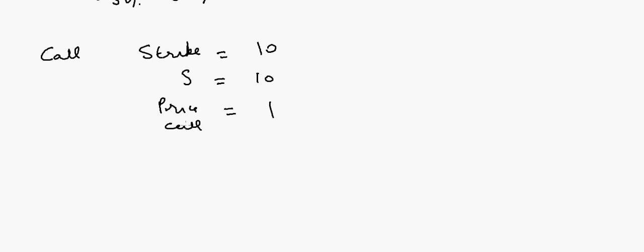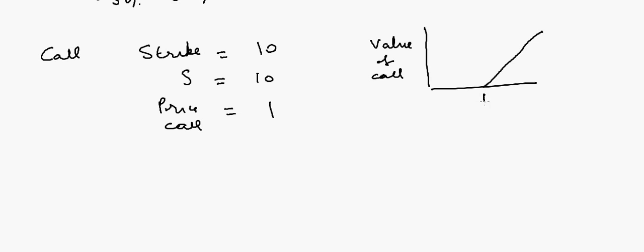So suppose the strike price is equal to 10, and the price of the call is equal to 1. This is the same thing we had. Now if we draw the chart, the value of the call will increase like this, and this will be $10, and this is the stock price. If the stock price increases beyond $10, then the value of the call will increase. If the stock price goes below 10, then the value of the call will be 0.